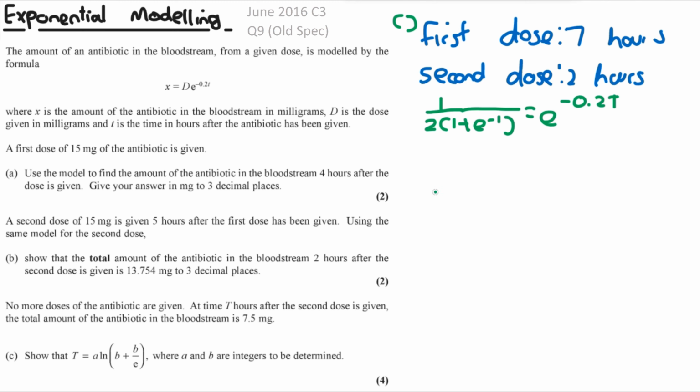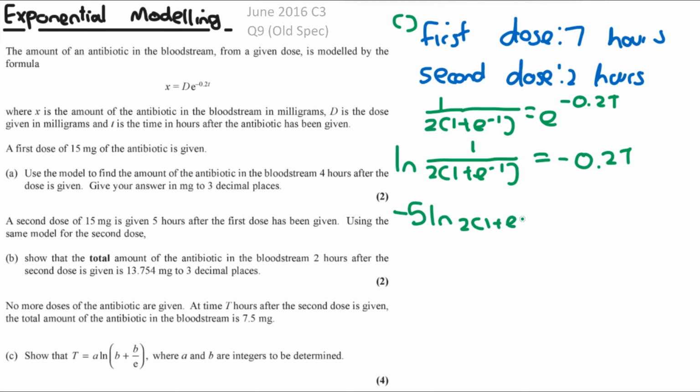And now what we can do from here is take natural logs of both sides. So this would be the natural log of 1 over 2 times 1 plus e to the minus 1, and this is equal to the natural log of e to the power of minus 0.2 t, which will just be equal to minus 0.2 t. Divide both sides by minus 0.2 to get minus 5 of the natural log of 1 over 2 times 1 plus e to the minus 1, and this is equal to t.